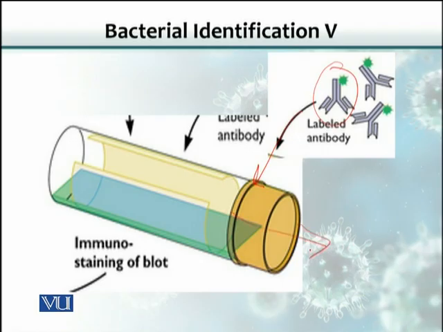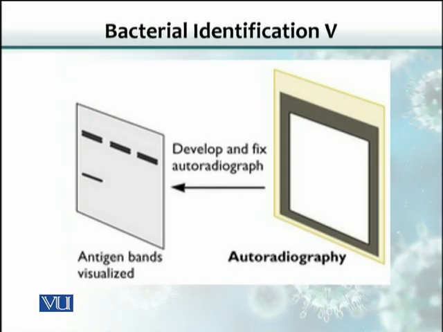And then if, let's say, this probe was a radioisotope, we can expose the filter in this case with X-ray film. Because radioisotopes could be detected by the X-ray film, wherever that protein is there that interacted with our specific antibodies that have a radioisotope probe, it would make a band there.